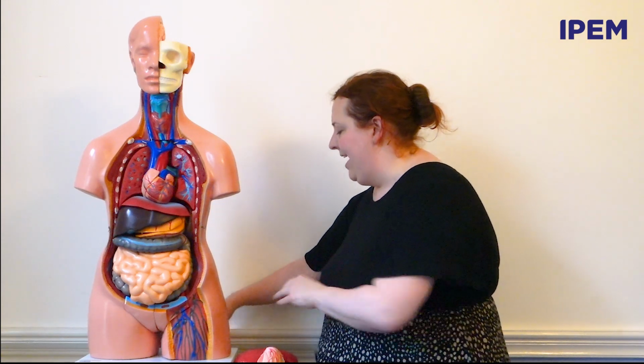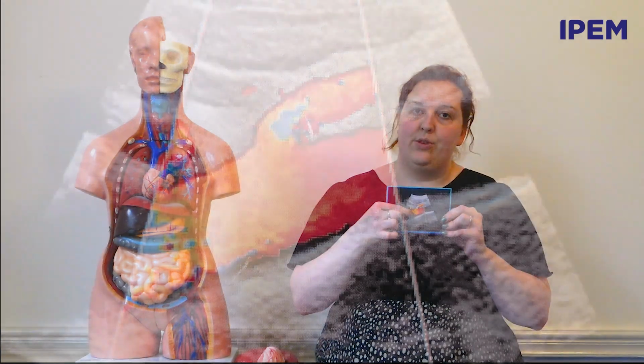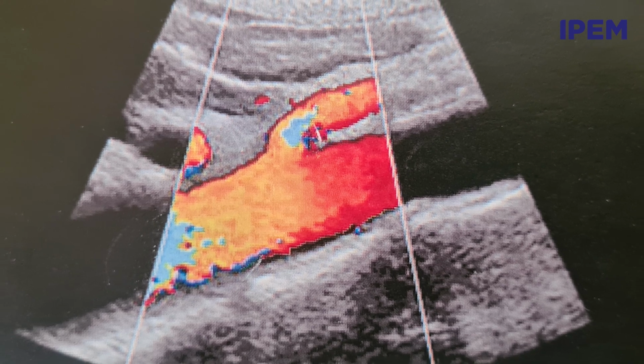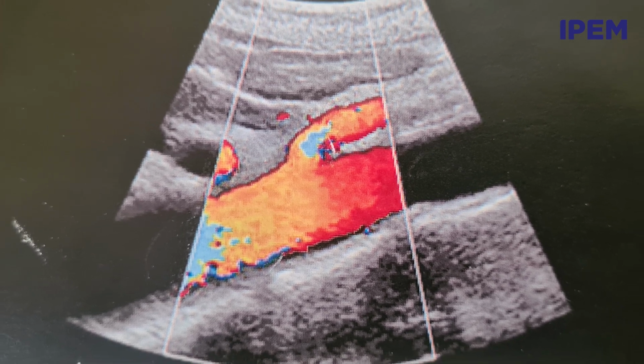The next scan that I have is an ultrasound scan, and this is a Doppler ultrasound. So as you can see here, there's sort of a grey conical shape, and then inside we have sort of a bit of a colour map. And this is actually showing the function of blood flow inside a vein or an artery. So we can see how the blood is flowing. So the blue areas are areas of reverse flow, and the red areas are areas of forward flow.